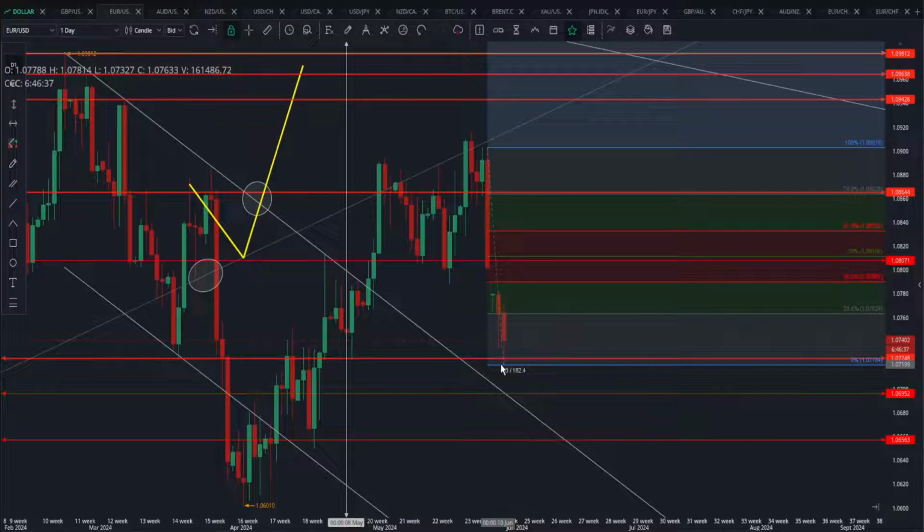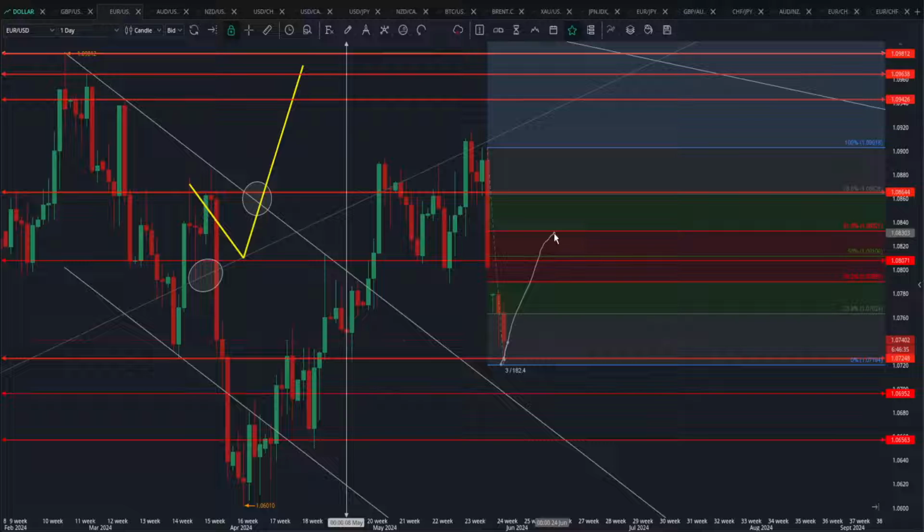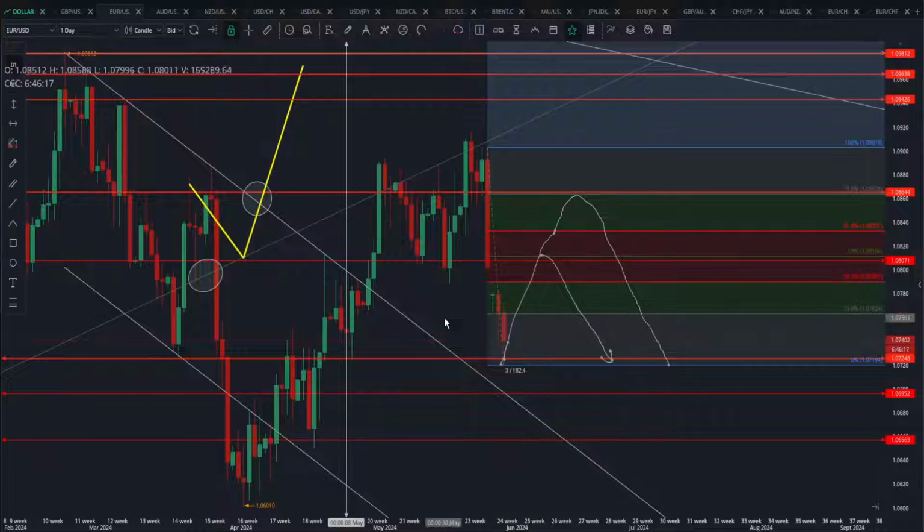There is a possibility that the price will go like this, and from here only it can reverse. If not here, then this is the area where I would be looking for an opportunity, because this is 78.6% and it is aligning with 1.0864, which is a very good resistance on the way up. So something like this is possible in this market, guys.